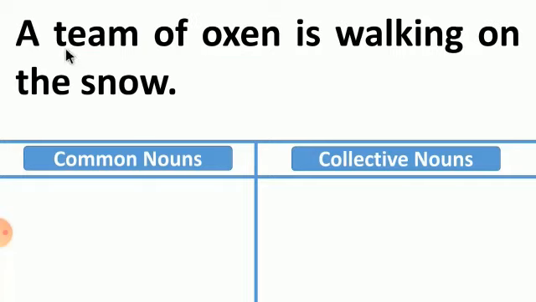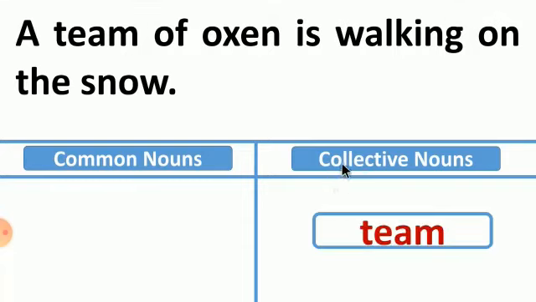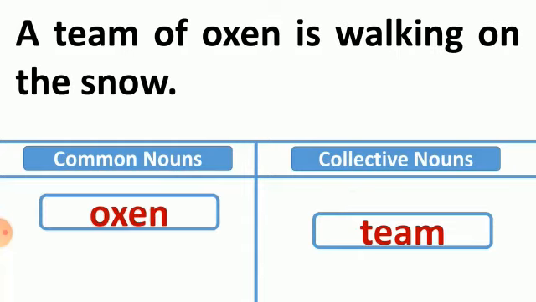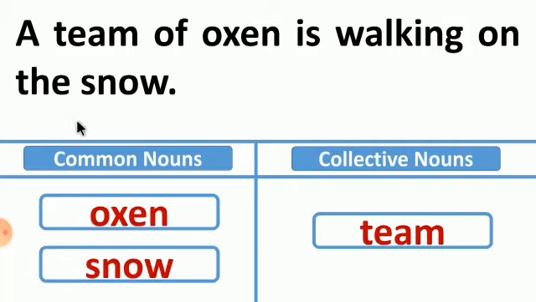Let's start with the noun team. Team of oxen. So this noun is given to a group of oxen. So this noun is a collective noun. That's right. Oxen. Is it a common noun or a collective noun? It is a common noun. What about snow? It is a common noun.